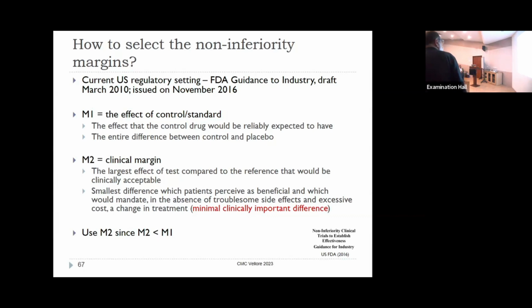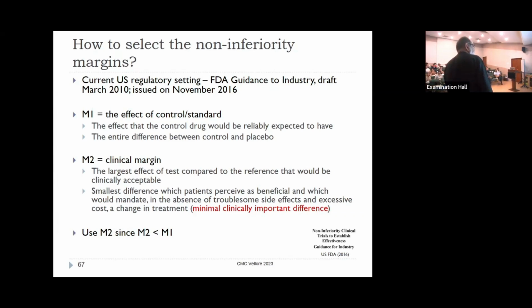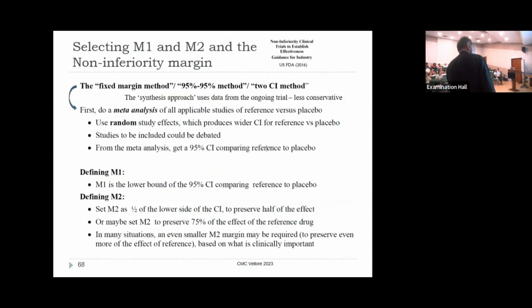Okay? The smallest difference which patients perceive as beneficial and which would mandate, in the absence of troublesome side effects and excessive cost, a change in treatment. So this is the minimal clinically important difference for them. They use that, clinically important. So that's M2, the clinical margin. And they have ways of finding that M2. And they have different methods of doing it.